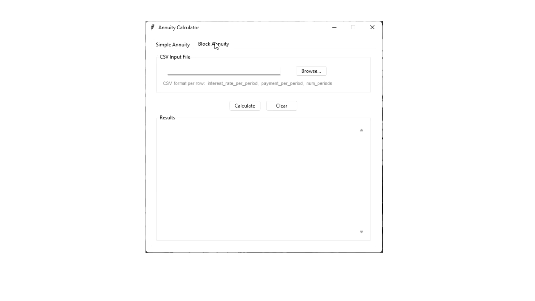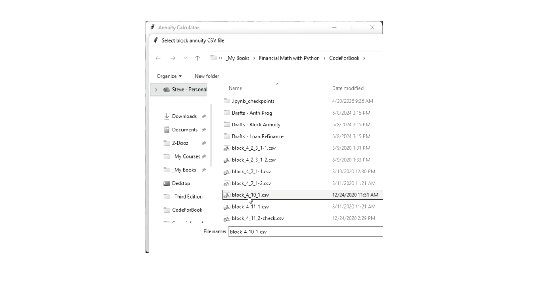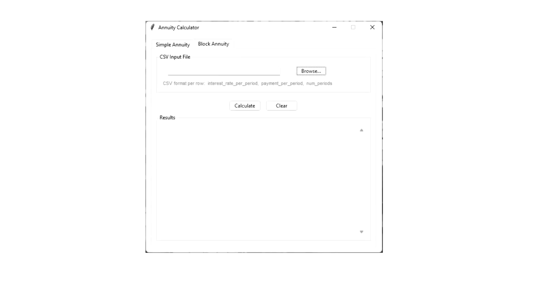Then you have the other option, the block annuity, and what you want to do is put your blocks into a CSV file. I've created some examples for you. We'll look at one here. Let's look at this one. I'll give you the link to where these files are. And this CSV file has several blocks, and each block has an interest rate, an amount that's being contributed per period, and the number of periods.